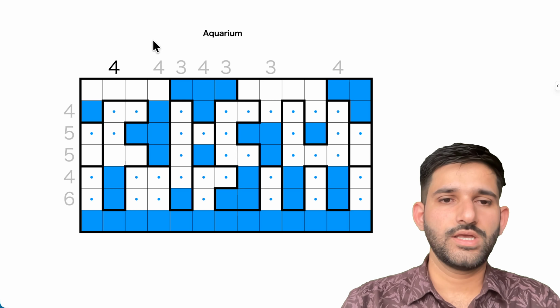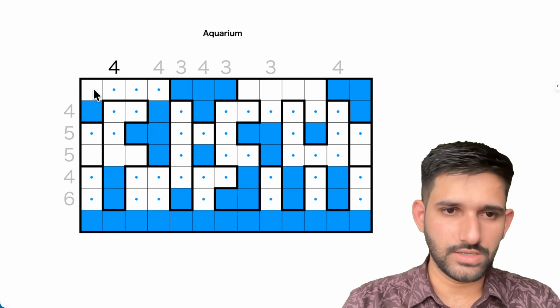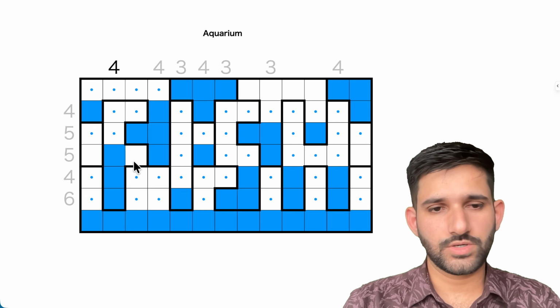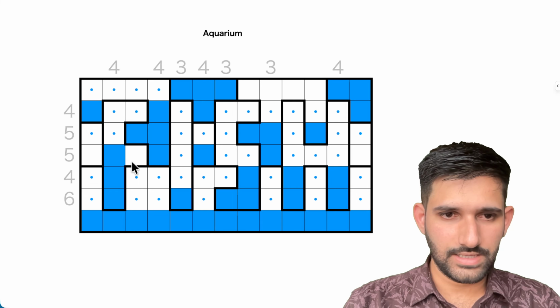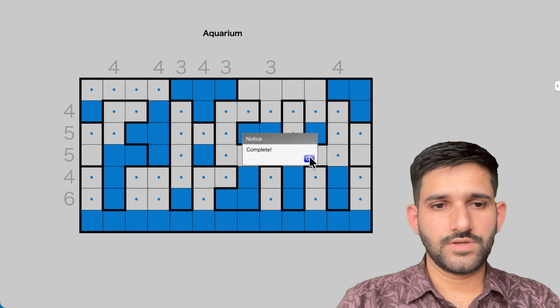Look at this. In this column, we cannot place any more water. So water is not here, which means it cannot be here. That means, according to this column, the water has to be here, which means water has to be here as well. And that finishes our puzzle, most likely. Yes, that finishes it. So that's it. That's how we solve aquarium.